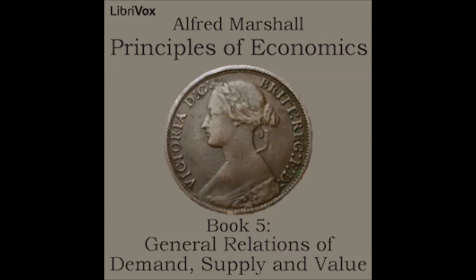Principles of Economics, Book 5, by Alfred Marshall. Chapter 12. Equilibrium of Normal Demand and Supply, continued, with reference to the Law of Increasing Return.